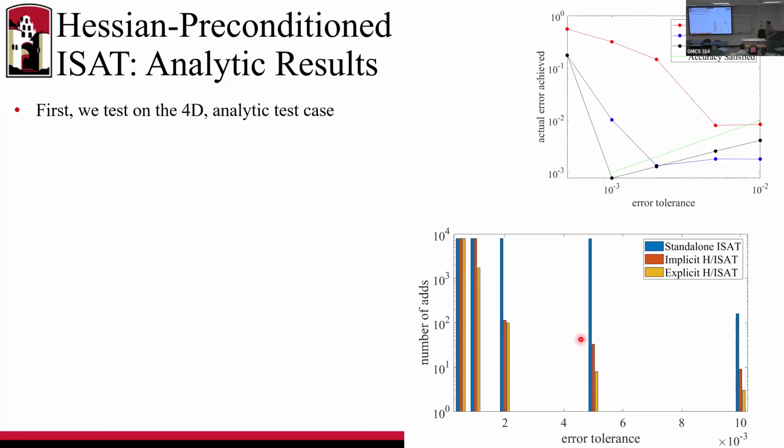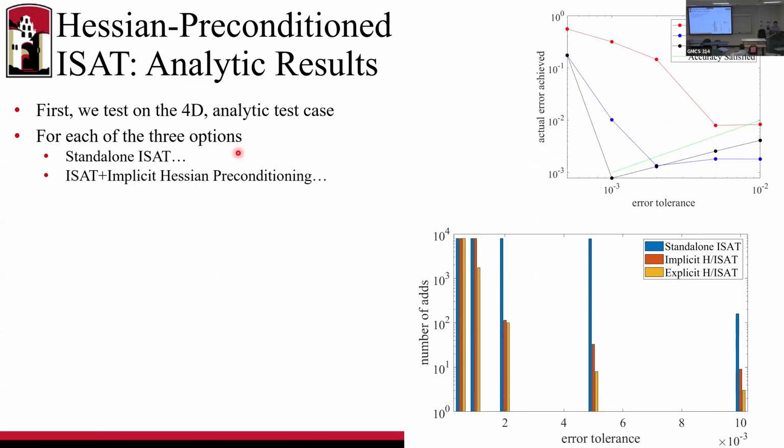Okay, so let's finally get to the good stuff, and let's see how our Hessian preconditioning ISAT performs. Here we have some analytic results. First of all, we're going to test on the four-dimensional analytic test case. And we're going to test each of the three options. We can either do just standalone ISAT, which is our baseline. We have to do better than standalone ISAT. Or ISAT with implicit Hessian preconditioning, that's the basic neural network, just a standard RMS loss, and we can do ISAT with explicit Hessian preconditioning.